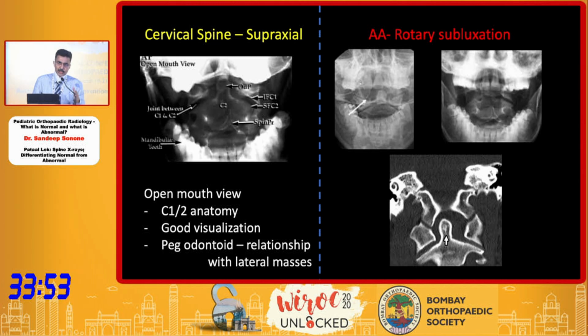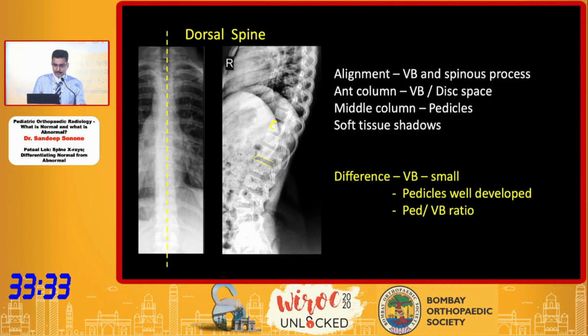Also the relationship of the dens, the tip of the dens, with the lateral masses, and all these things are disturbed in a rotary subluxation, in a baby where the torticollis is very common, and a C1, C2 dysplasia or rotary subluxation can be very easily missed if you just consider that the sternocleidomastoid could be a cause of the torticollis. Moving on to the dorsal spine, again the basic pattern is the same.